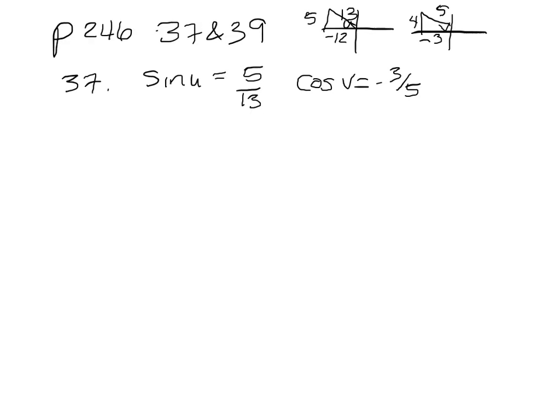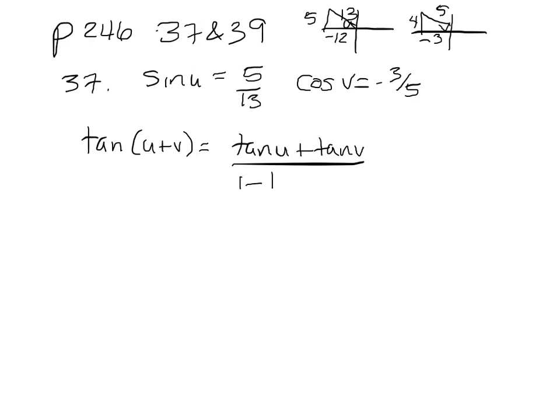So now number 37, we are supposed to find the tangent of u plus v. The formula says that's going to be the tangent of u plus the tangent of v over, and then the bottom is going to be 1 minus tangent of u times the tangent of v. I know you guys are good at plugging this in, it's just a matter of the end, so I'm just going to get going here.